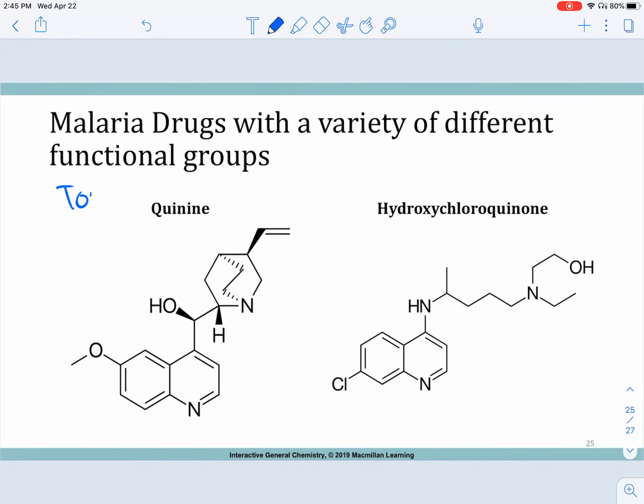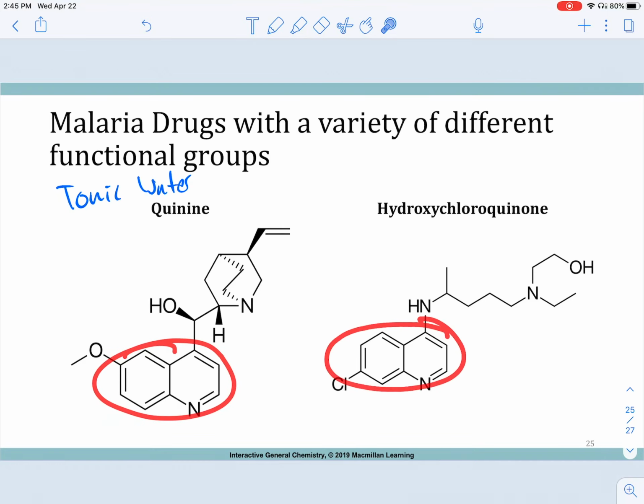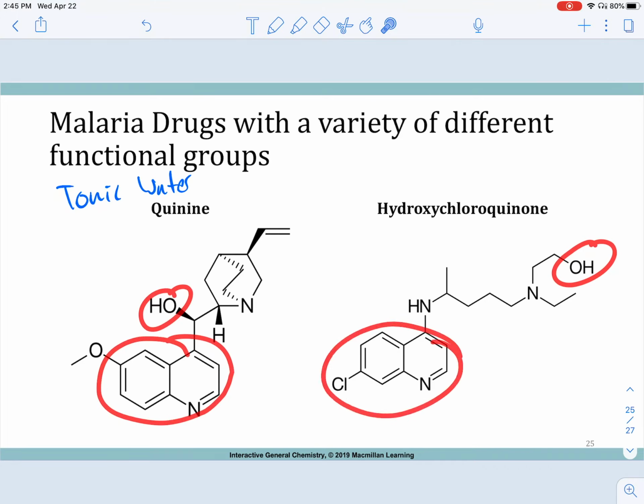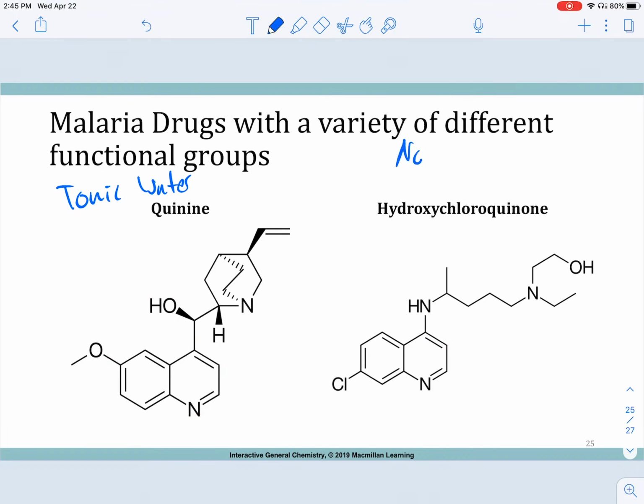And hydroxychloroquine is a compound that's been in the news lately. Notice they kind of share this core down here, and they're quite a bit different on the top, but they do have similarities in that they have an amine here, OH group, and this core looks very similar. So this has not been found to treat COVID-19.